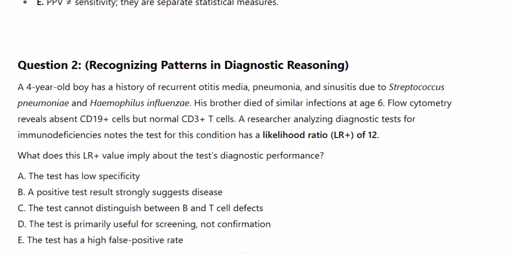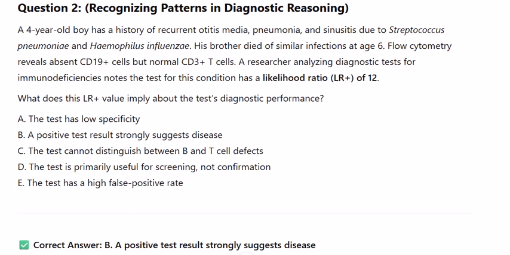Question 2. Recognizing patterns in diagnostic reasoning. A 4-year-old boy has a history of recurrent otitis media, pneumonia, and sinusitis due to Streptococcus pneumoniae and Haemophilus influenzae. His brother died of similar infections at age 6. Flow cytometry reveals absent CD19+ cells but normal CD3+ T cells. A researcher analyzing diagnostic tests for immunodeficiencies notes the test for this condition has a likelihood ratio LR+ of 12. What does this LR+ value imply about the test's diagnostic performance?